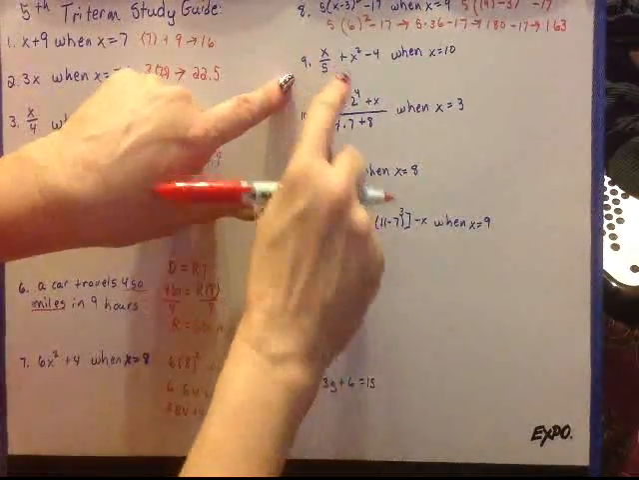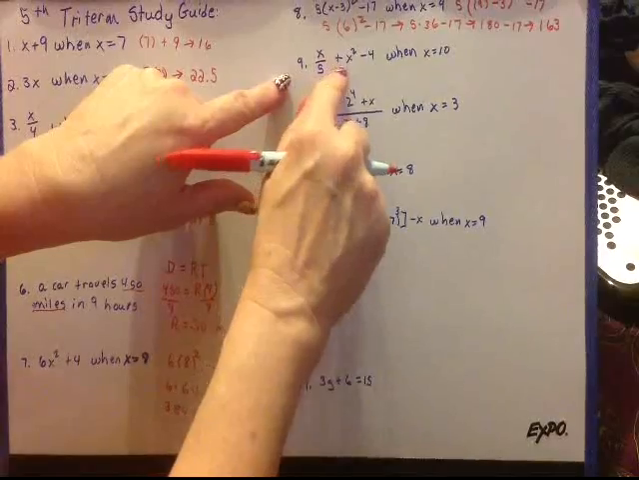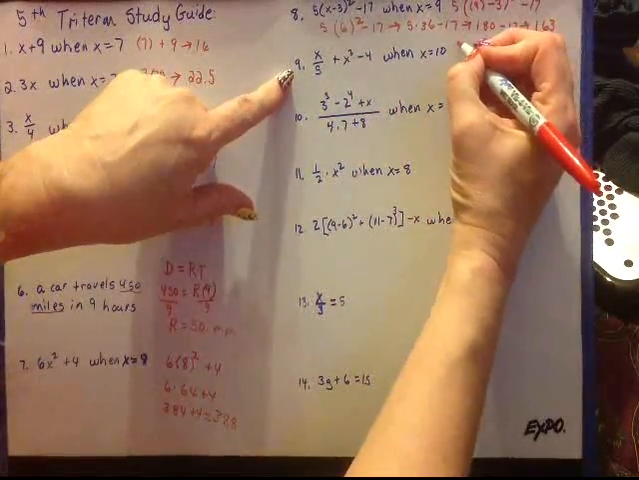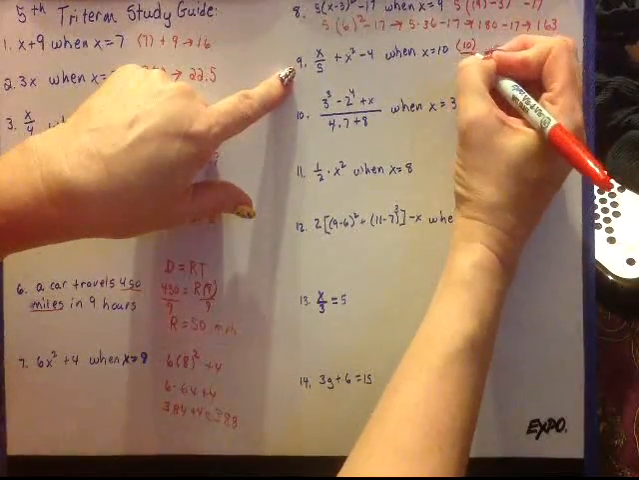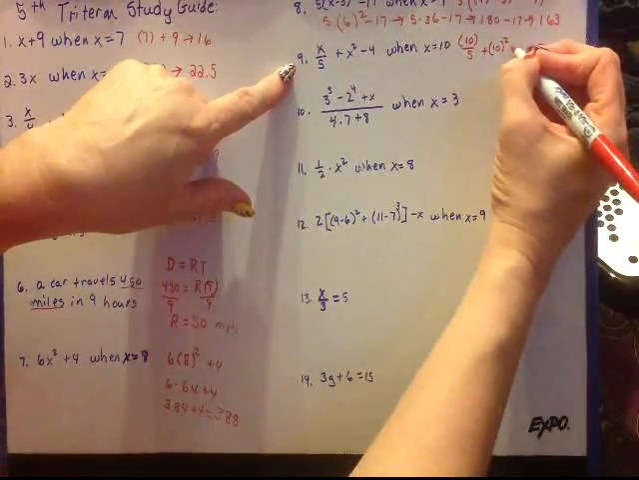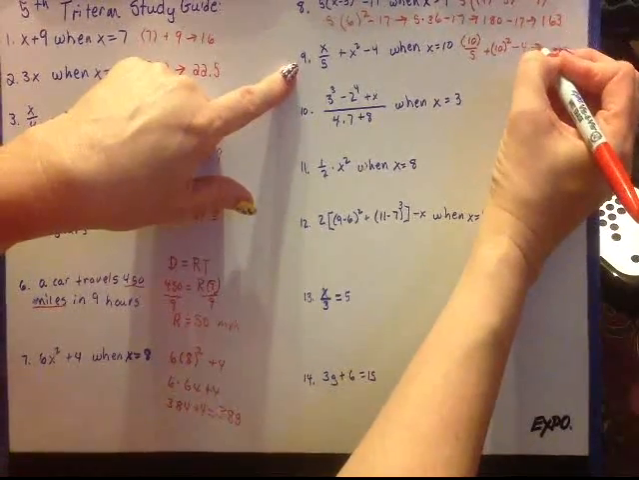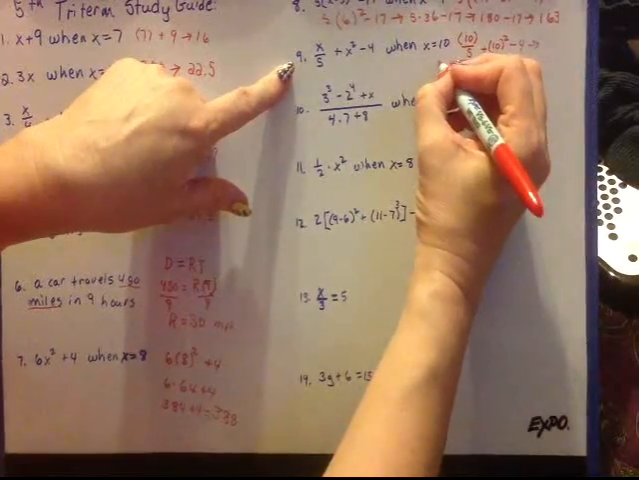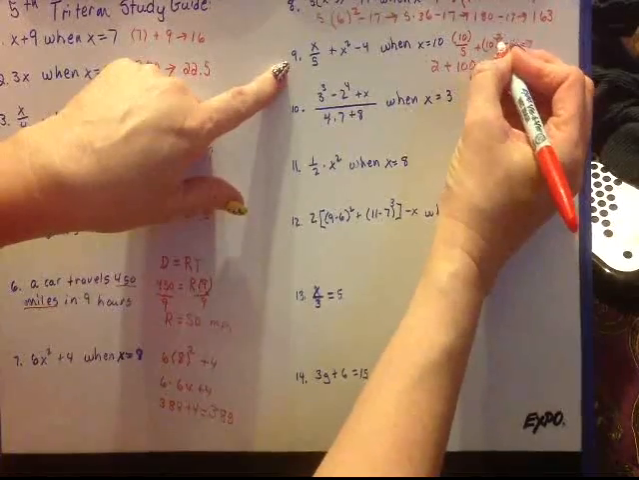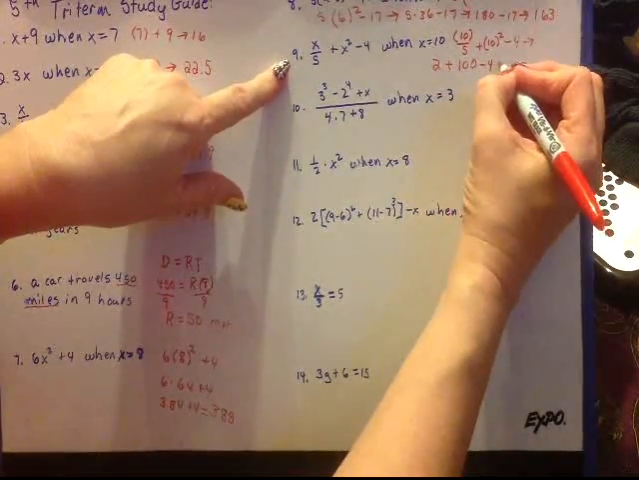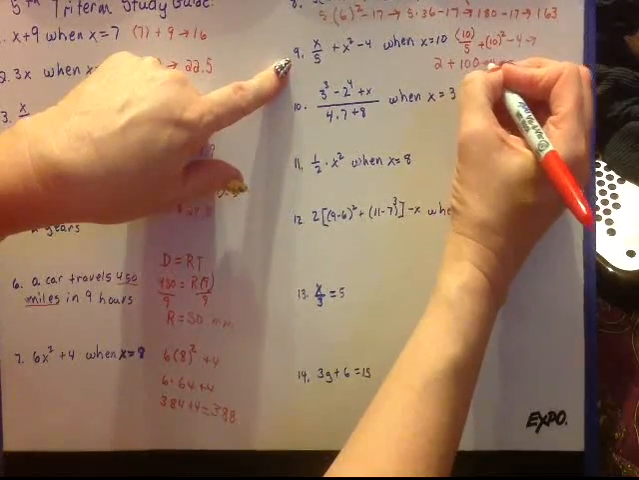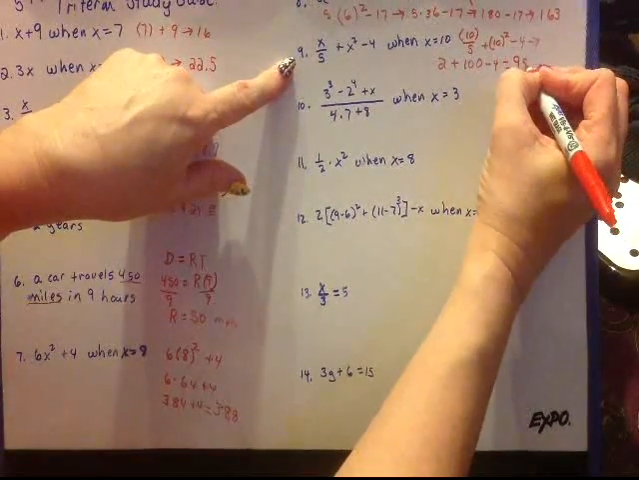For number 9, x divided by 5 plus x squared minus 4 when x equals 10. So 10 divided by 5 plus 10 squared minus 4. 10 divided by 5 is 2, plus 100, which is 10 squared, minus 4. 2 plus 100 is 102. 102 minus 4 is 98.